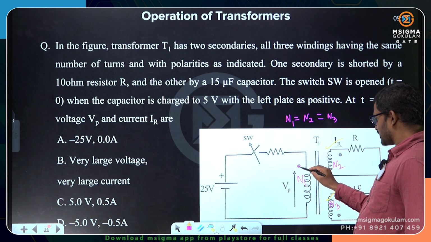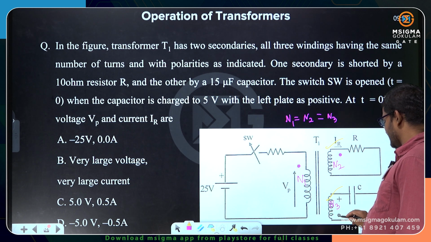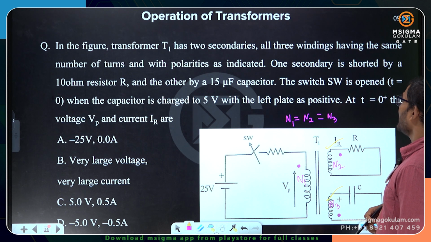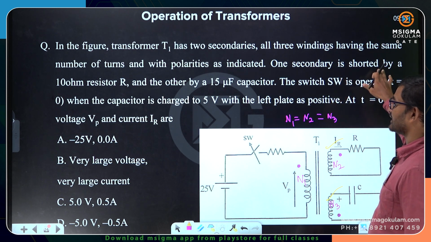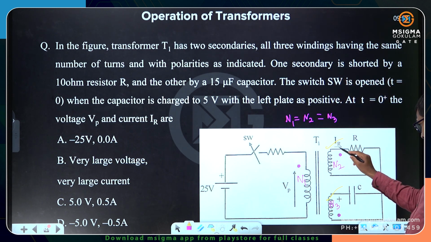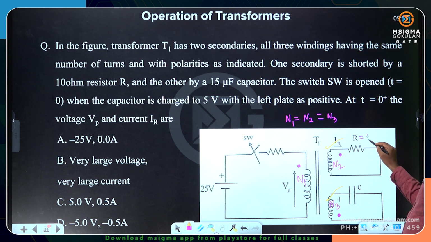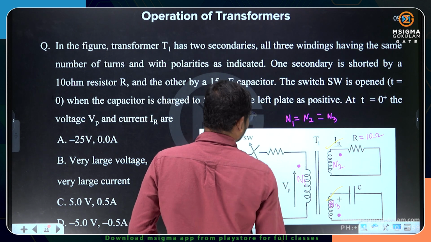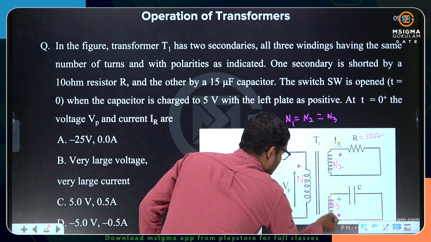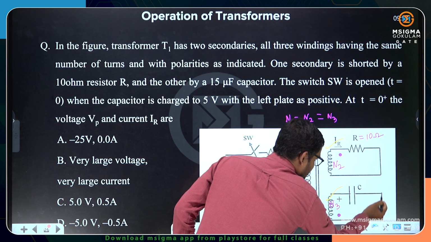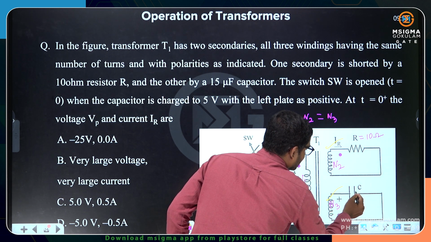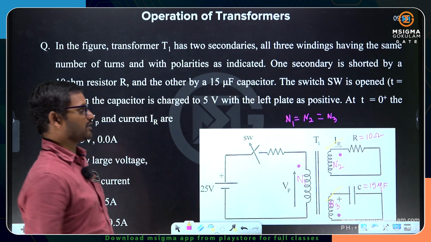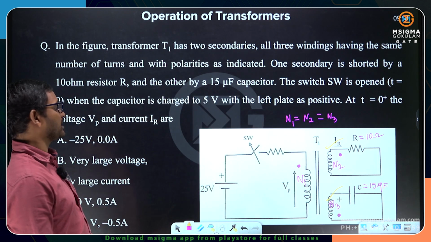Here he has given the dot polarity. Generally the dot polarity is nothing but positive. One secondary is shorted by a 10 ohm resistor. This value is given as 10 ohms. And the other by a 15 microfarad capacitor. So this winding is shorted with an element. What is that element? A 15 microfarad capacitor. The switch is opened at t equals 0.